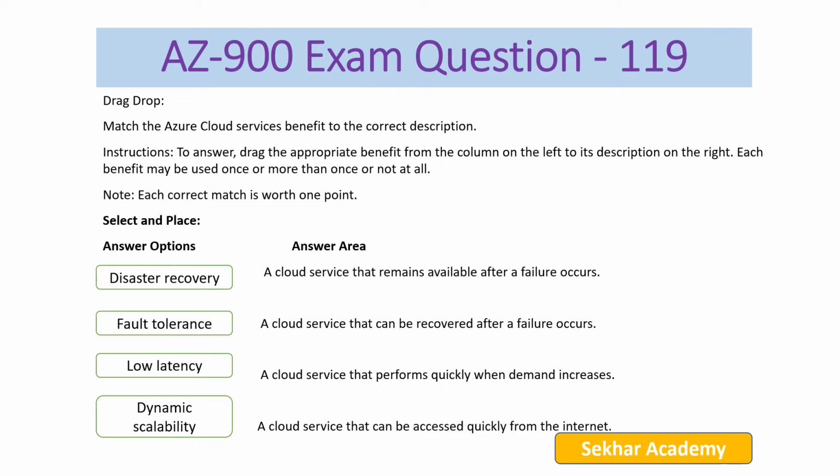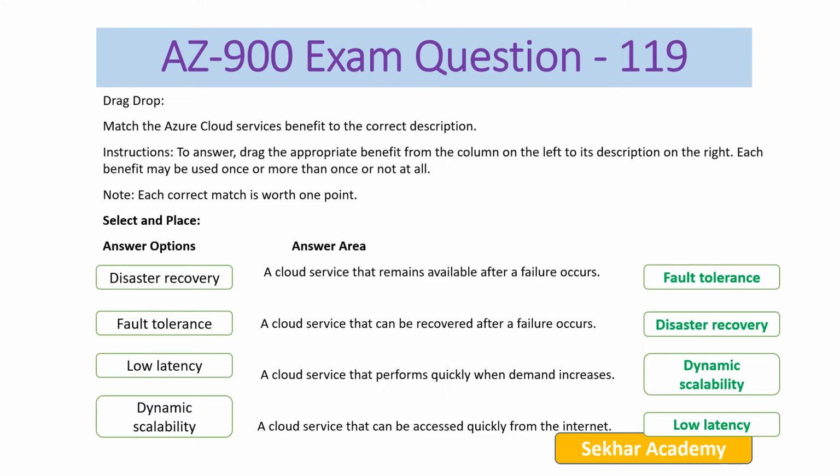The answer statements: a cloud service that remains available after a failure occurs, a cloud service that can be recovered after a failure occurs, a cloud service that performs quickly when demand increases, a cloud service that can be accessed quickly from the internet. A cloud service that remains available after a failure occurs is fault tolerance. And a cloud service that can be recovered means disaster recovery. So whenever a failure occurs, this disaster recovery feature will support.